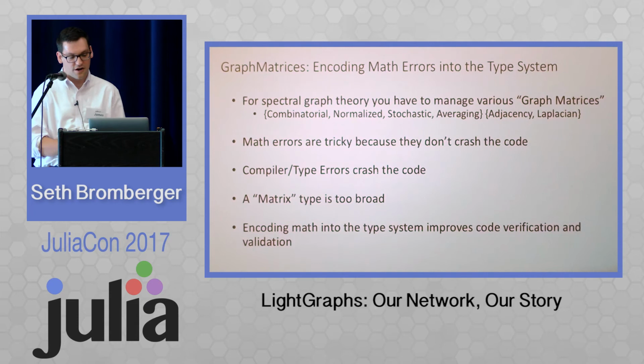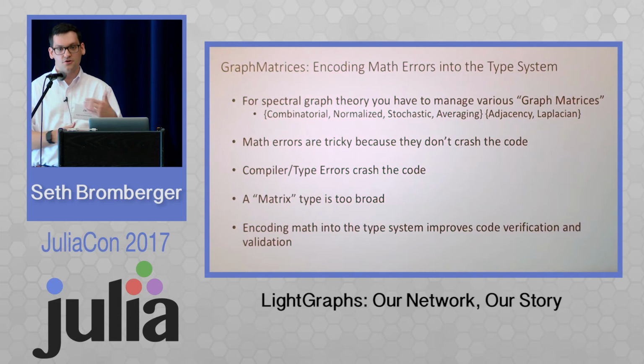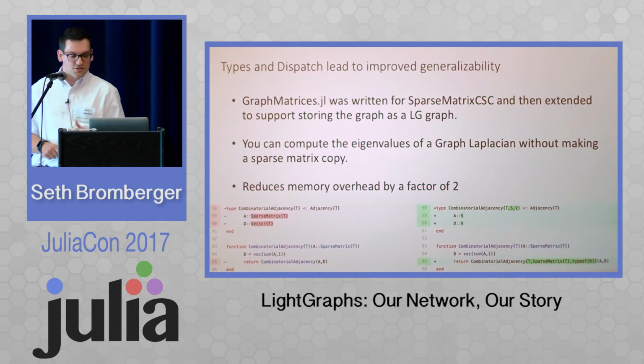So here we improve verification and validation of our codes. And I think this is something that the Julia community at large can leverage: when you're trying to validate your scientific code, you can use the fact that the type system will check these things for you to make sure that you're not going to write code that's incorrect. And a little bit of work in coding this into the type system in the beginning reaps huge benefits later on.